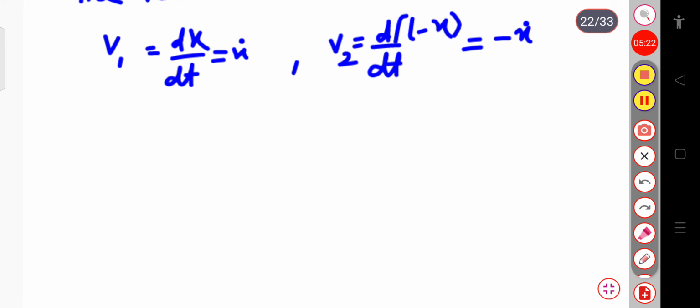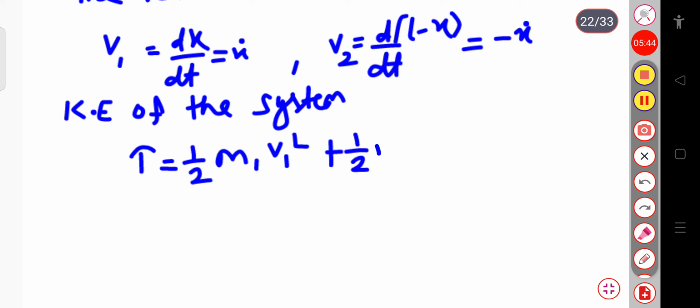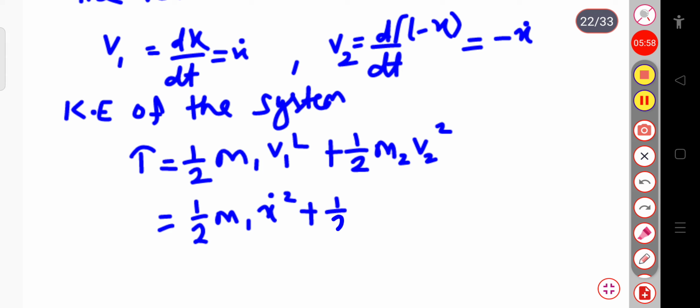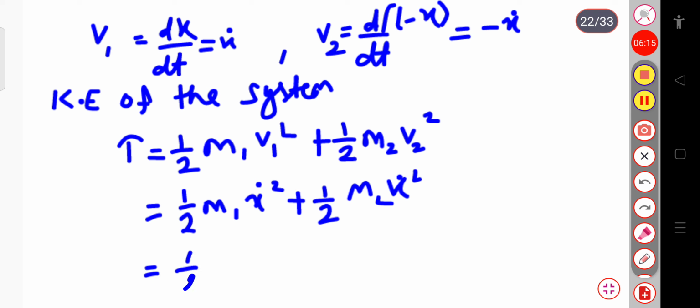Now we can write the kinetic energy of the system. Kinetic energy T is equal to 1 by 2 m1 v1 squared plus 1 by 2 m2 v2 squared, which equals 1 by 2 m1 x dot squared plus 1 by 2 m2 times, for the velocity component, minus x dot, and since minus squared is plus, this is simply x dot squared. In simplified form, the total kinetic energy is equal to 1 by 2 times (m1 plus m2) times x dot squared. This is the kinetic energy. Let us suppose this is equation 1.